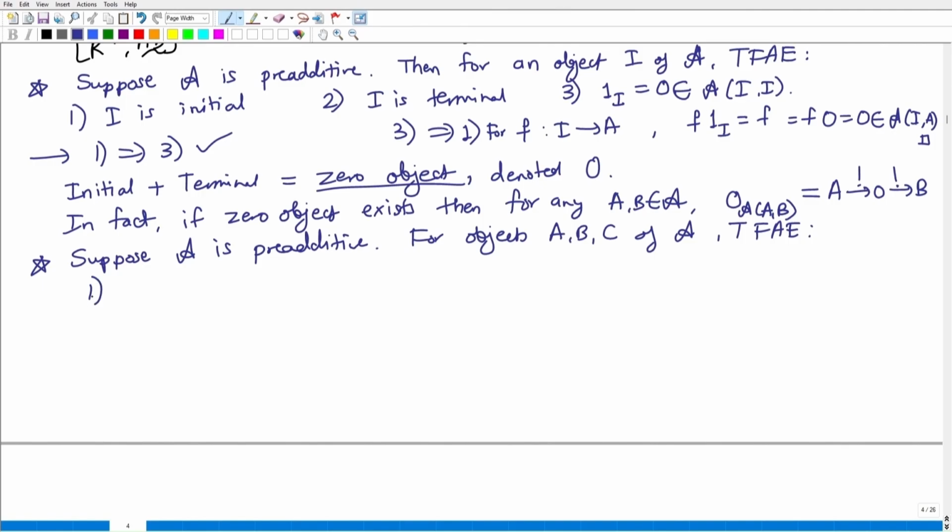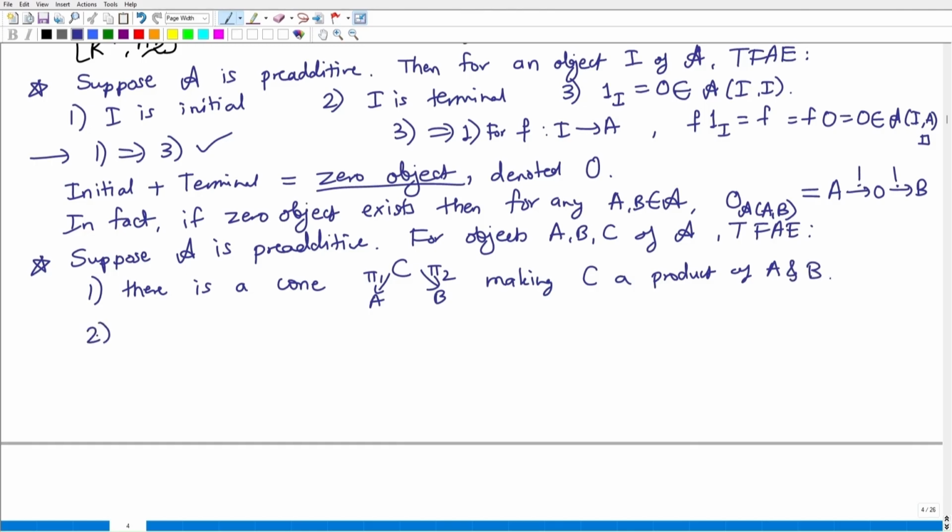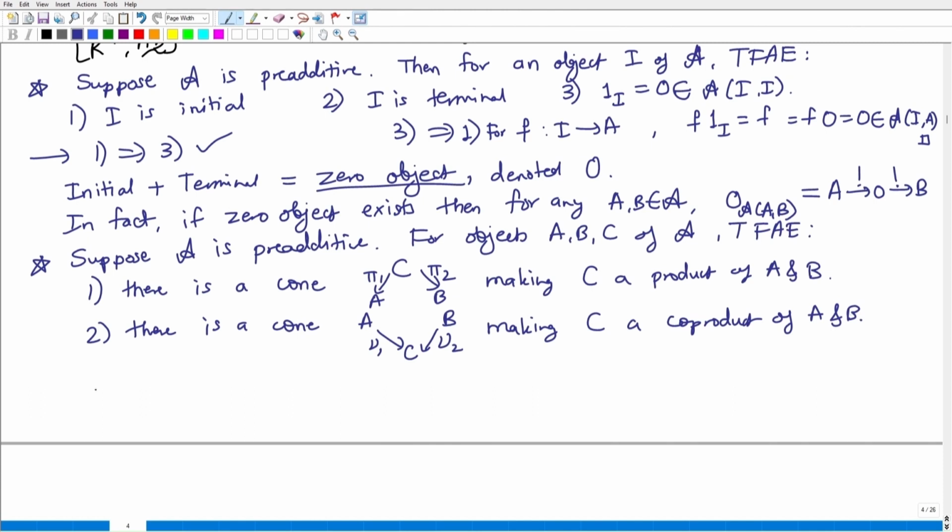So what things are equivalent? First, there is a cone making C a product of A and B. Second condition, there is a cone under the diagram, so A, B, this is nu 1, this is C, making C a coproduct of A and B.